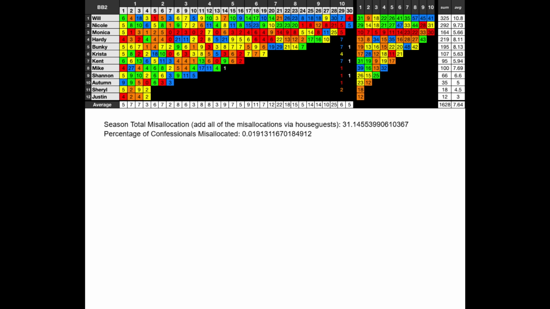Honestly, their numbers weren't too huge for most of the house guests, but the large discrepancies came with the final three, where I think if they gave some of Will and Nicole's confessionals to Monica especially, the total misallocation number would be smaller for sure. Though in general, many of the earlier boots needed more confessionals, and Will and Nicole could have been distributed more towards them, if we're going by the arguments of the balanced edit.